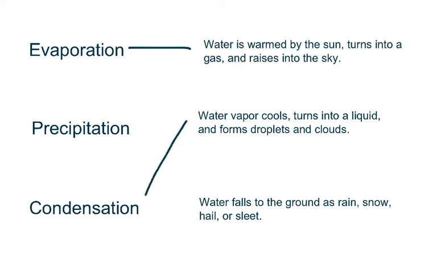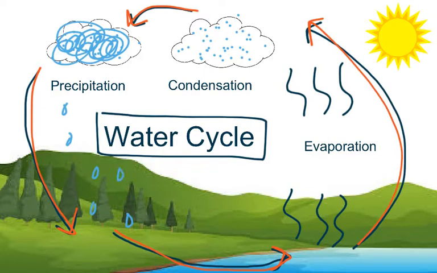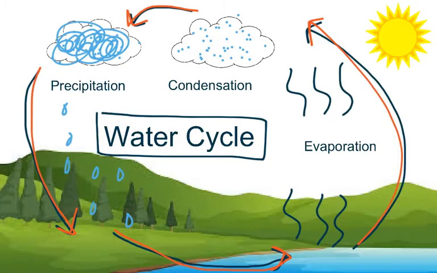In our last definition, water falls to the ground as rain, snow, hail, or sleet. Well, in our picture, after all of these water droplets form clouds and it gets heavier and heavier, when that falls back down to the ground as rain, snow, sleet, or hail, this would be called precipitation. So our last definition goes with precipitation. Now, if we look back at our picture, we know after precipitation happens, the water's collected back on the ground again, and we start the whole cycle back over with evaporation.